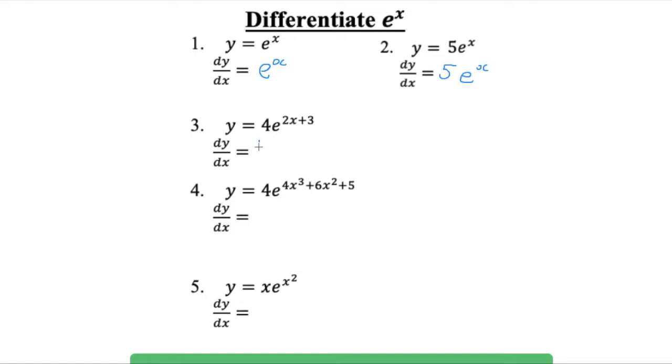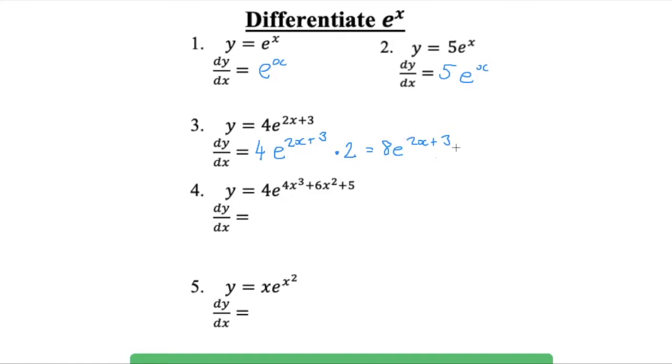Differentiate that, we're going to leave the 4 the same. For e functions, you always leave the exact e function alone. So just write down your constant and then write down your e function, because this has to feature in your derivative. Now we're going to use the chain rule. So we're going to times by the derivative of this power. If we differentiate the power, we're just going to get a 2 here. That 3 will disappear because it's only a constant. So that's going to equal 8e to the 2x plus 3.